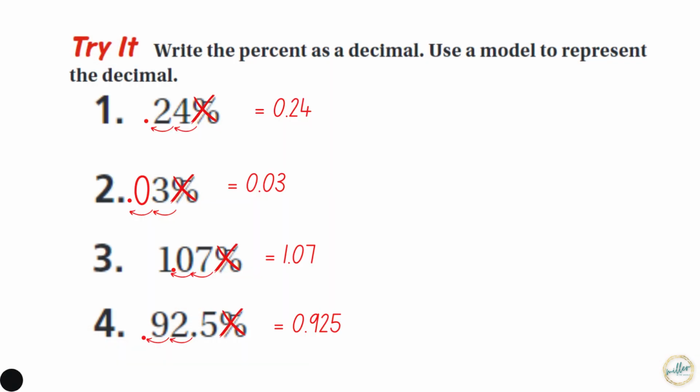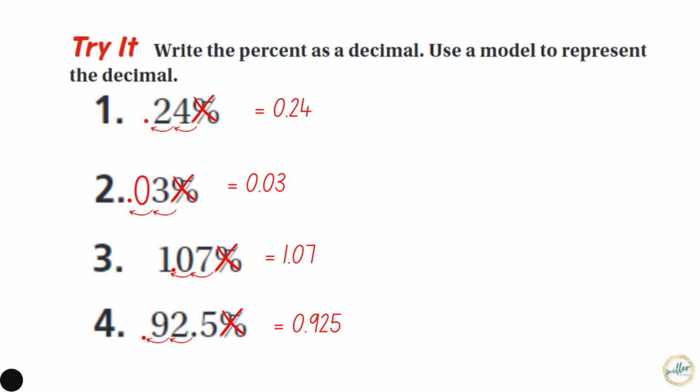Here are your answers. Number 1, 24%. We remove the percent sign and it becomes 0.24 when we move the decimal point 2 places to the left, or 24 hundredths. Number 2, 3%. Remove the percent sign and move the decimal point 2 places to the left. We had to add an additional 0 here. So we get 0.03, or 3 hundredths.